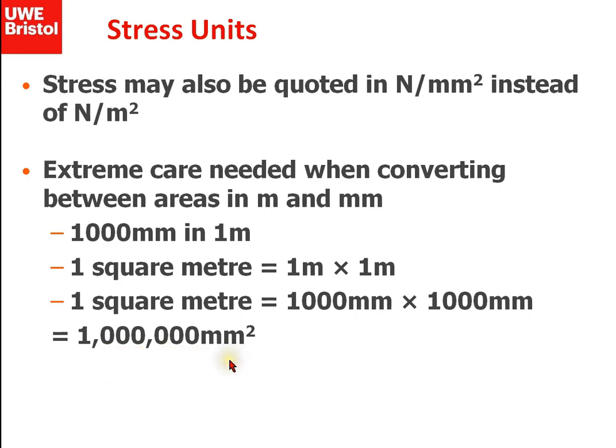So that's a trap that people often fall into, that when they go from 1 meter squared to millimeters squared, they tend to just do this conversion here, which is wrong, so I don't even want to say it. So you've got to remember to multiply your 1,000 two times, okay, or square it rather.